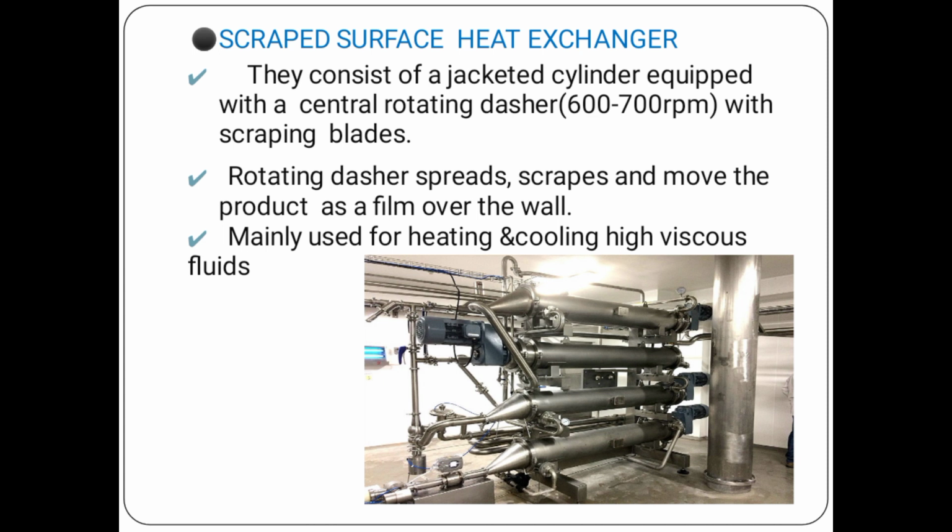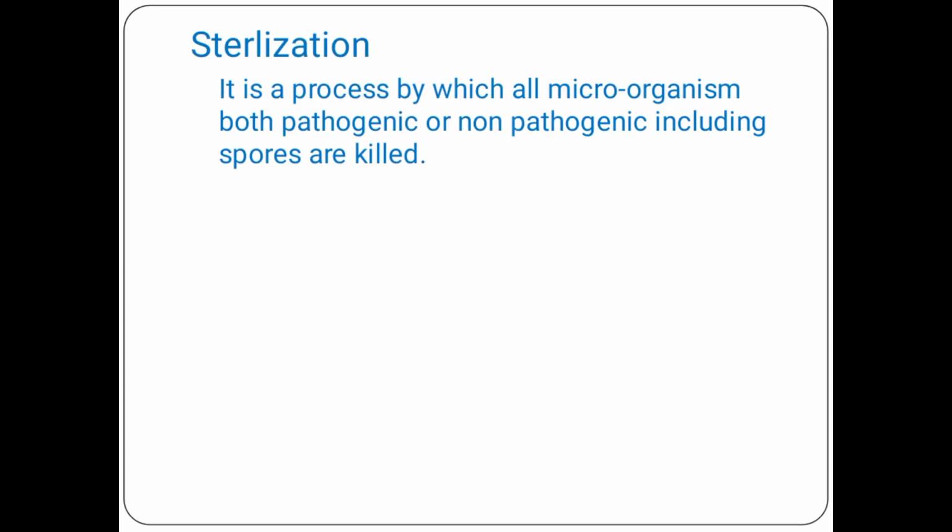And the third one is the scraped surface heat exchanger. It consists of a jacketed cylinder equipped with a central rotating dasher that rotates at 600 to 700 rpm with scraping blades. In the scraped surface heat exchanger, scraping blades are used in a rotating format, and these exchangers are generally used for food products that are more viscous.